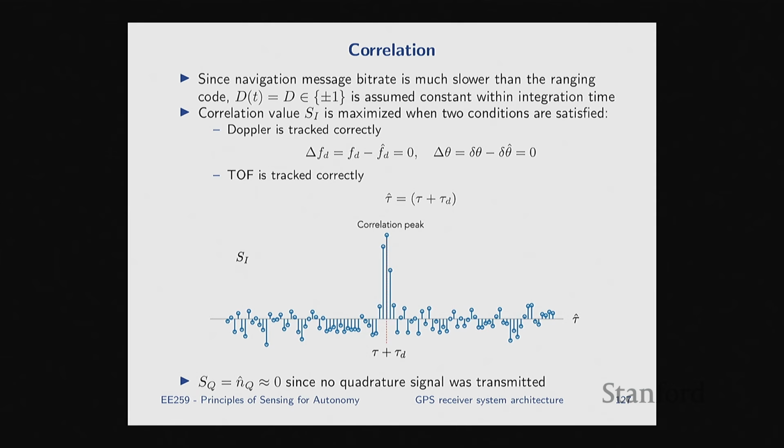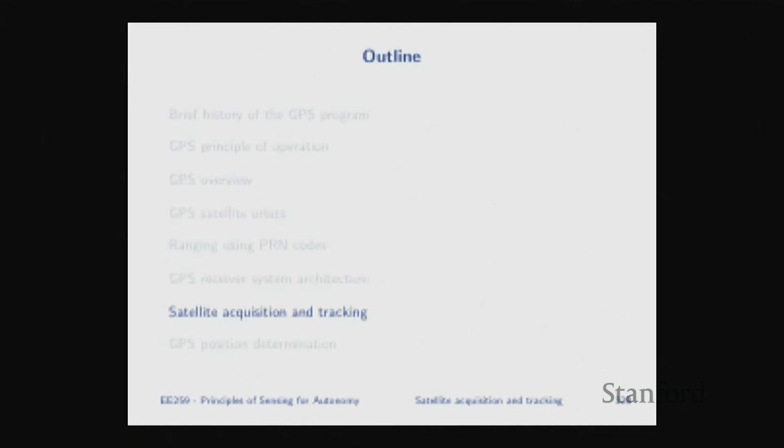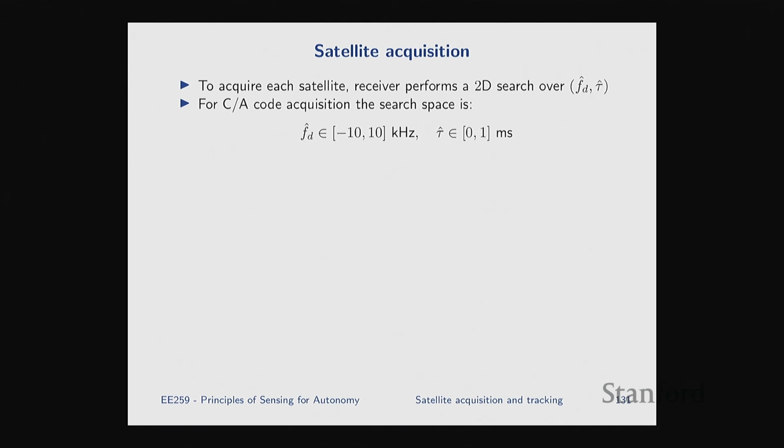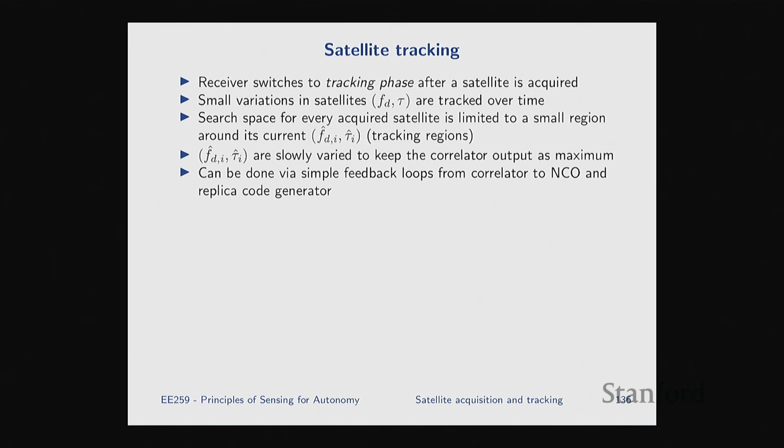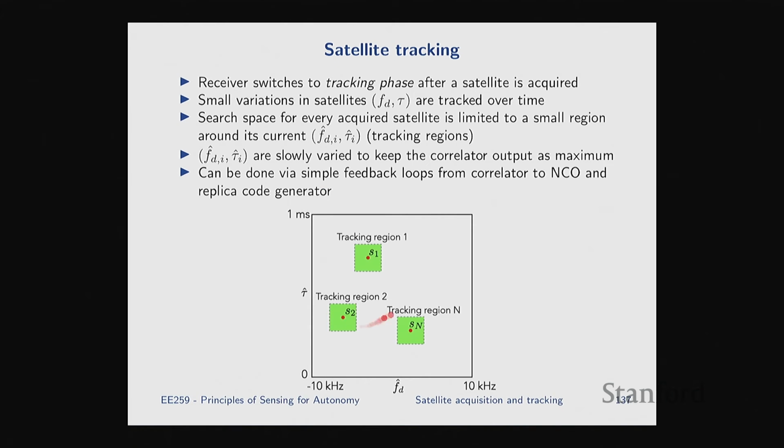And then you feed these back, so you can generate this feedback signal. The one for Doppler goes to the numerically controlled oscillator, so the output of that tracks the Doppler shift. And the one for tau hat goes to your local code replica generator, so that also tracks changes in tau. And then almost continuously in time, you can track all your satellites. Any questions?